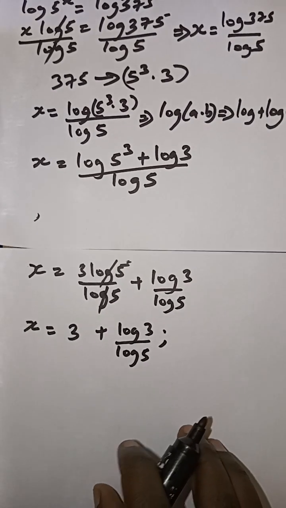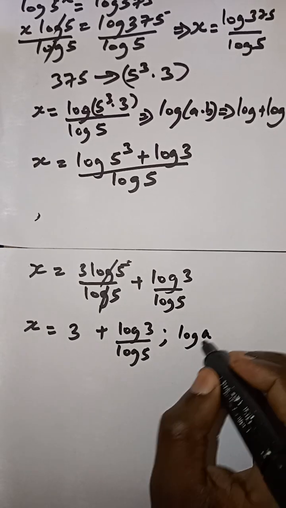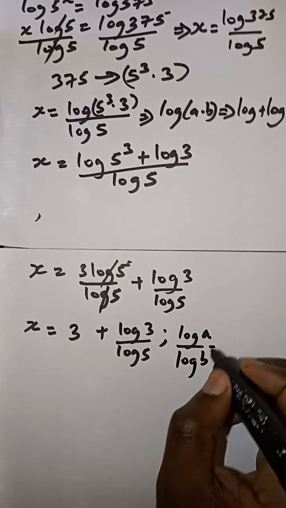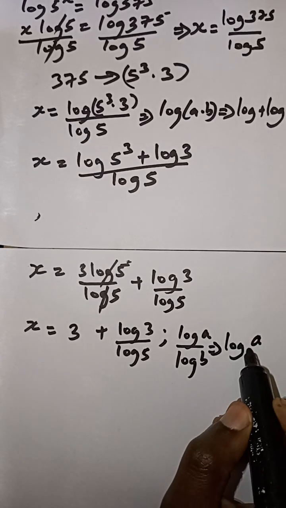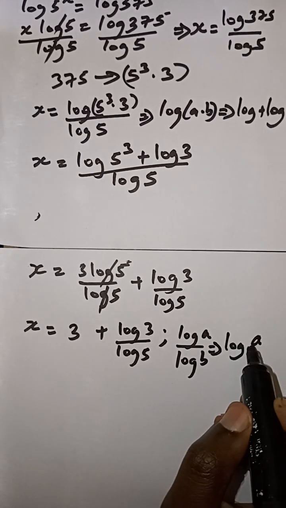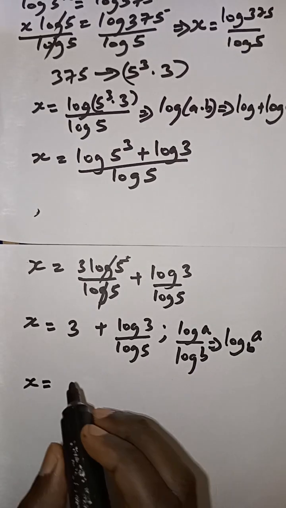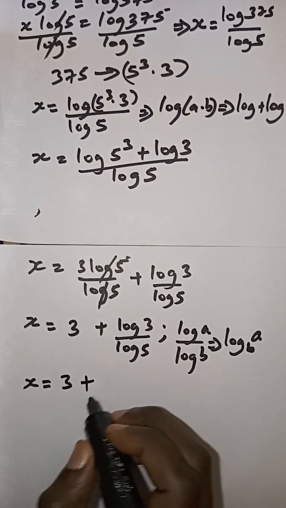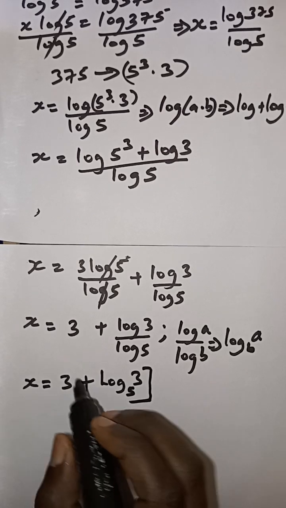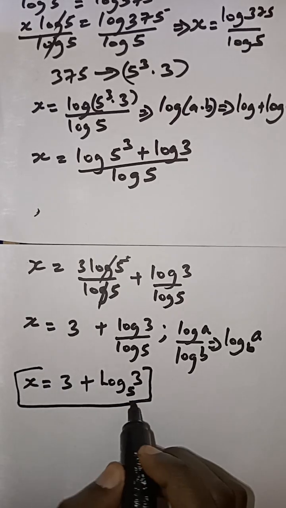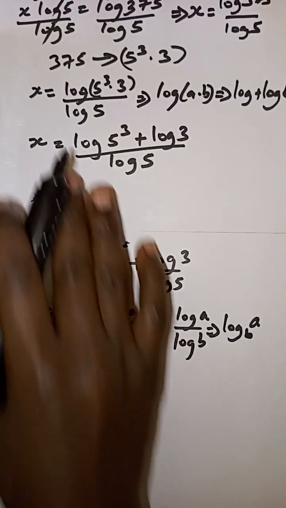This can be re-expressed using the rule that when you have the log of a divided by the log of b, it can be written as a single log, the log of a to base b. Reapplying that here, our actual final value of x equals 3 plus the log of 3 to the base of 5, as the required value of x which satisfies that particular equation.